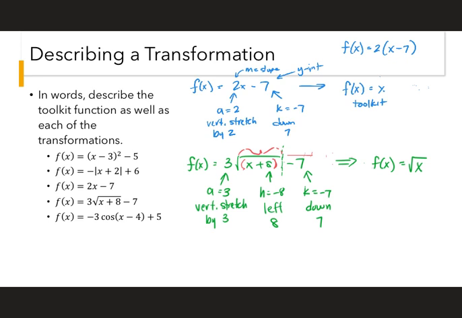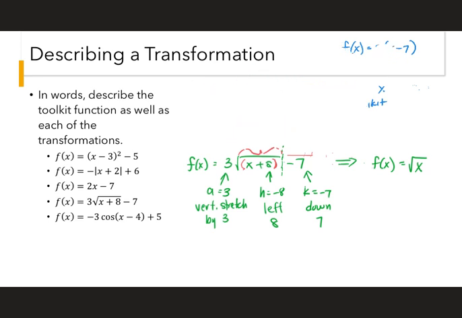All right, we've got one more. And the last example here is just to show you that you don't actually have to know what the function is. You don't have to know how it works to understand what the transformations are doing. Okay, this last function is -3 times the cosine of x minus 4 plus 5.